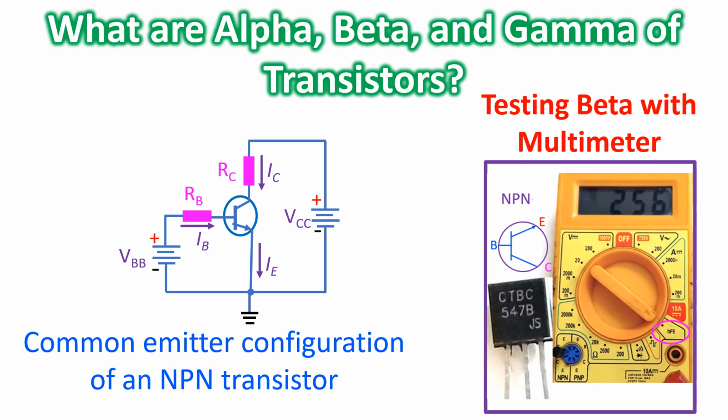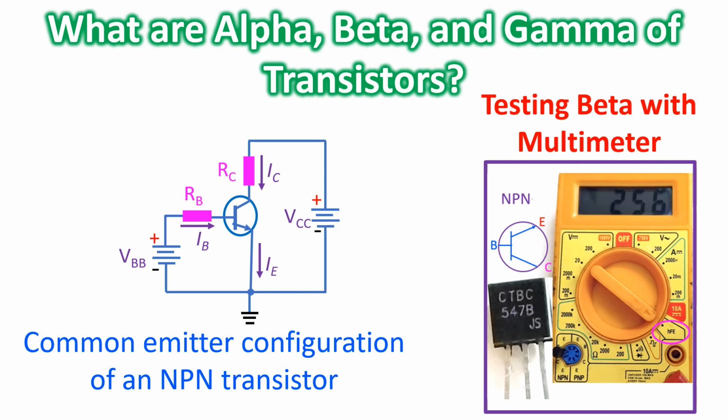Alpha, beta and gamma in case of transistors indicate the current gain in different configurations. Alpha is the current gain in common base configuration. It is the ratio of collector current to emitter current. Alpha is always less than 1.